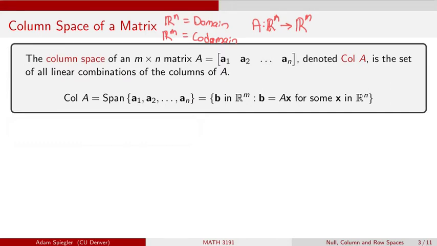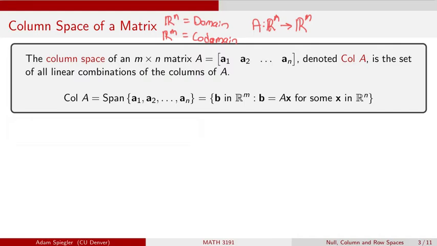And another way to think about this would be it's the set of all vectors b in the codomain of this matrix. So we're thinking about where the vectors get mapped to, such that there exists some x in the domain so that when we apply matrix A to vector x, we are able to map to this vector b in the codomain of the map.